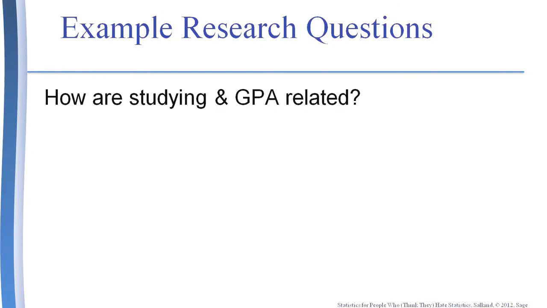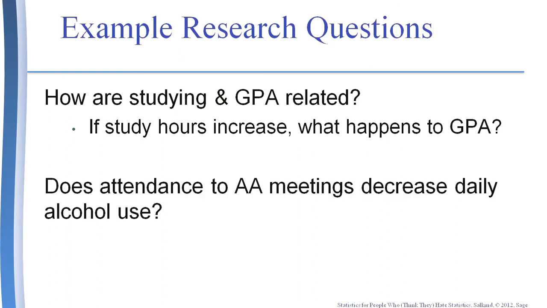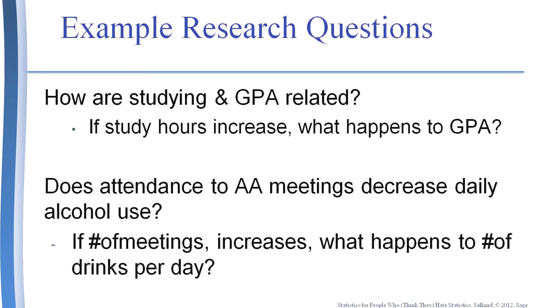So example research questions that can be answered with correlations. If my study hours increase, what happens to my GPA? Does attendance to AA meetings decrease daily alcohol use, right? AA meeting attendance being one variable, alcohol use being another. And remember that each of our variables needs to be measured in a continuous way, okay? So attendance to AA meetings can be numbered, 1 to 1,000,000. Daily alcohol use, we would have to quantify it in some way, how many drinks per day, 1 to 1,000,000. All right.